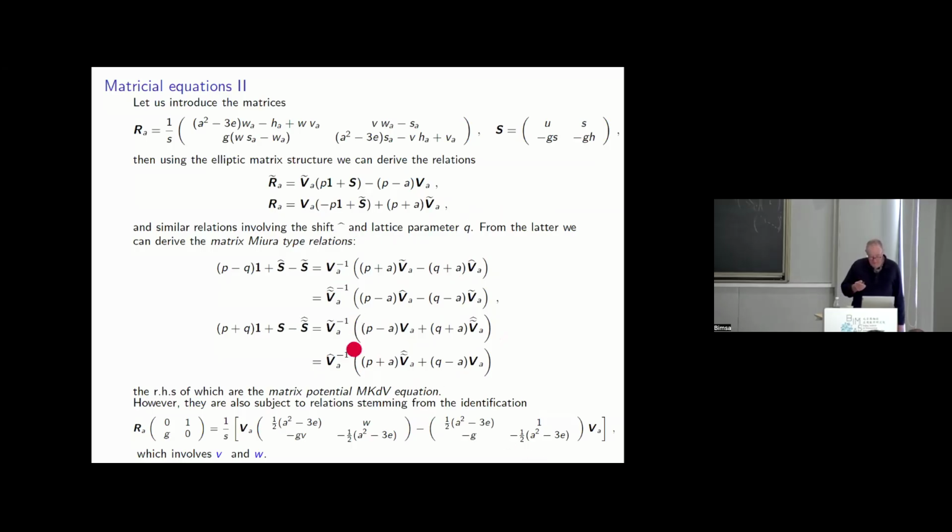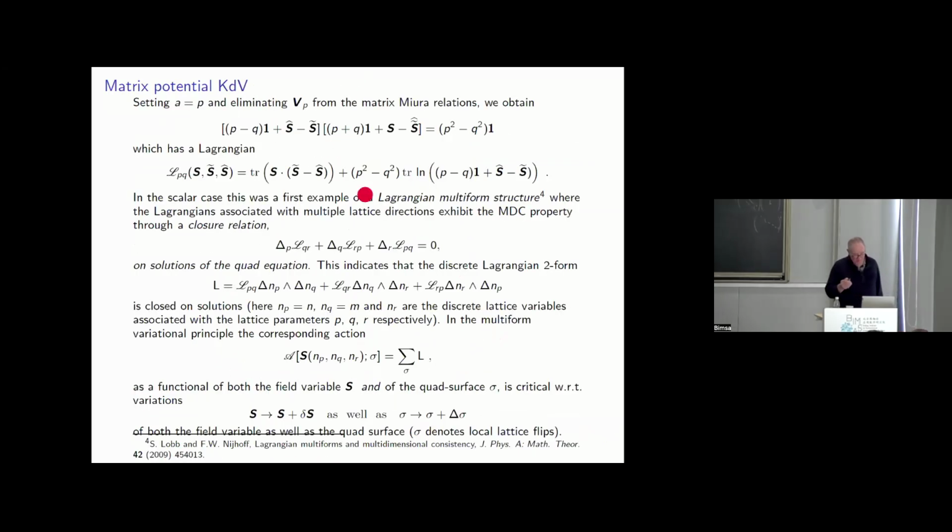And when we multiply out these two combinations with minus P minus Q and P plus Q, then we get an equation of this type, which is actually the matrix Schwarzian, the matrix potential KdV equation. But again, it is subject to relations that restrain these variables.